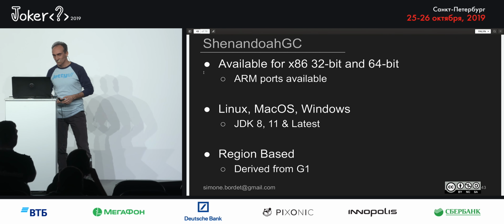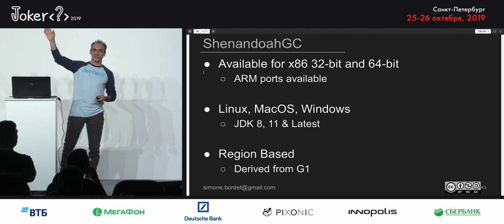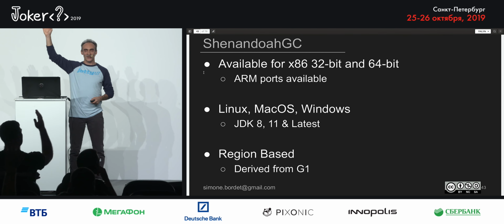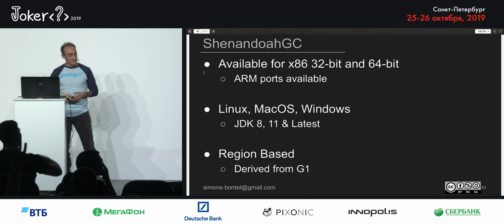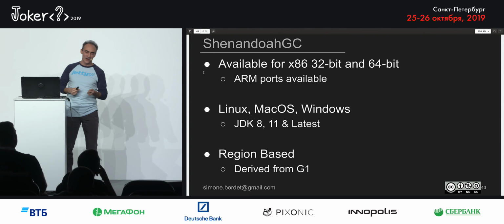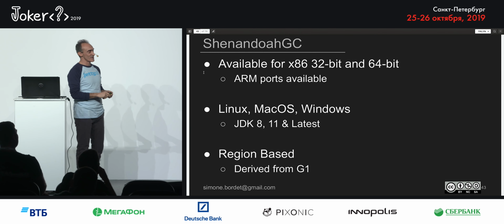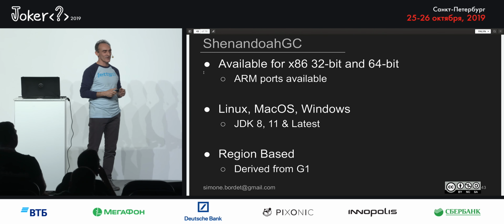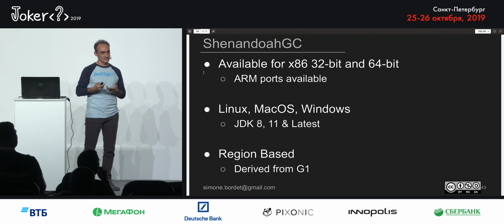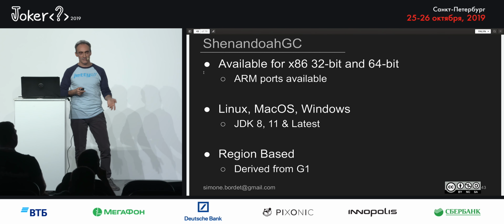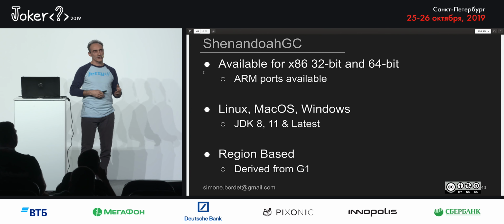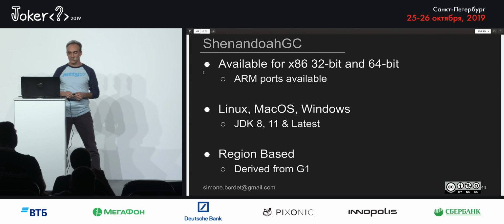Okay, poll question. Who's still on JDK 8 now? Many people. So if you want to use a concurrent garbage collector, then Shenandoah is basically your only option. ZGC is only available on JDK 11 plus. So either you migrate or you take this as a choice.